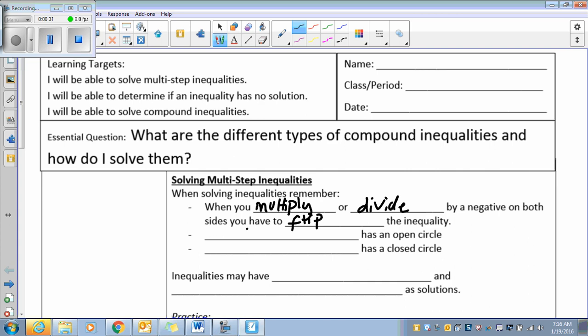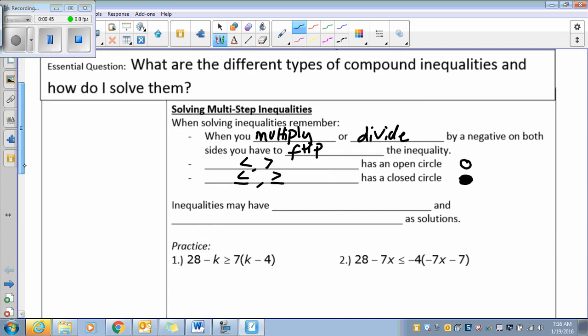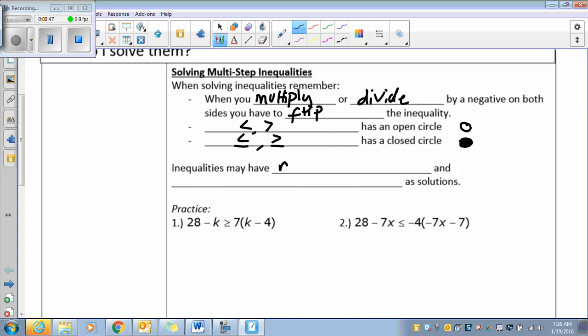If you have a less than or greater than sign, you have an open circle. If you have a less than or equal to or greater than or equal to sign, you have a closed circle. Open circle means that number is not a solution. Closed circle means that it is. Inequalities may have no solution, and they might also have multiple solutions, or multiple numbers as solutions.